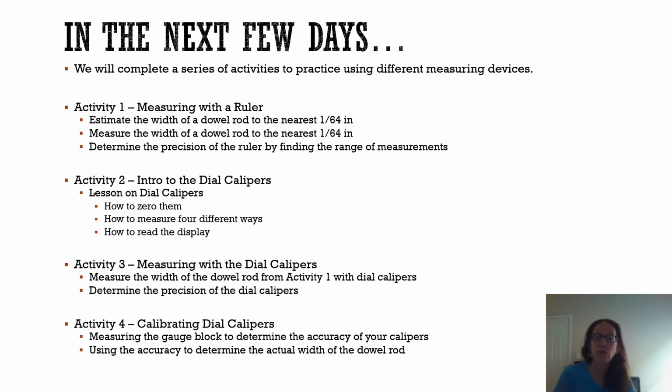Then you'll measure the width of the dowel rod to the nearest 1/64 of an inch, and then determine the precision of the ruler by finding the range of measurements for everybody in your group.